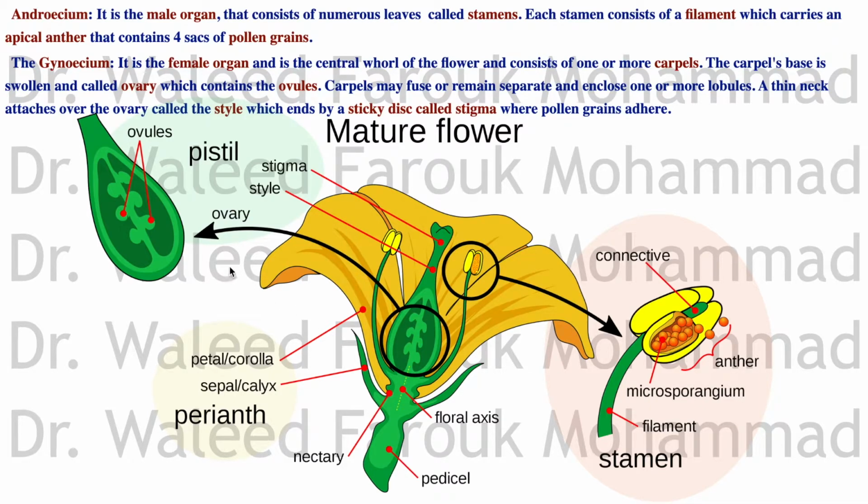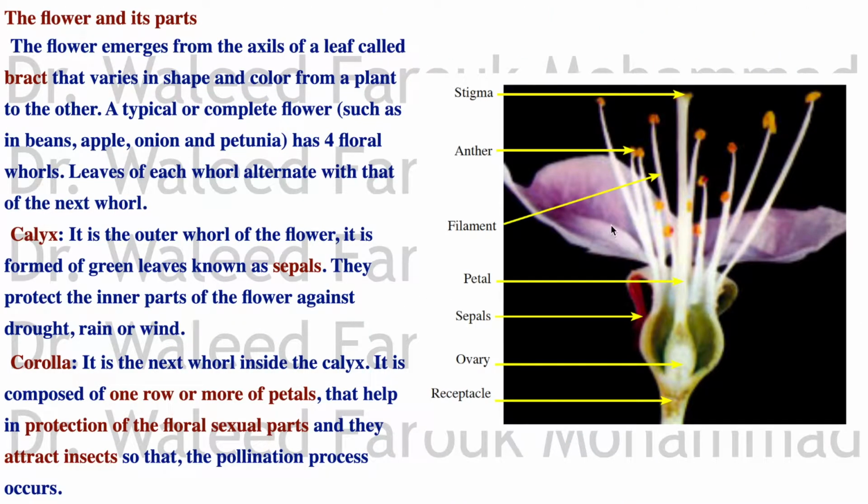This is a demonstration of the structure of the flower. You see, this is the ovary here. It has a style, and then the tip of the style is called the stigma. Stigma, style, ovary. This is the female part, of course. And the male part, it has a filament, as you can see here, filament with an anther on top.